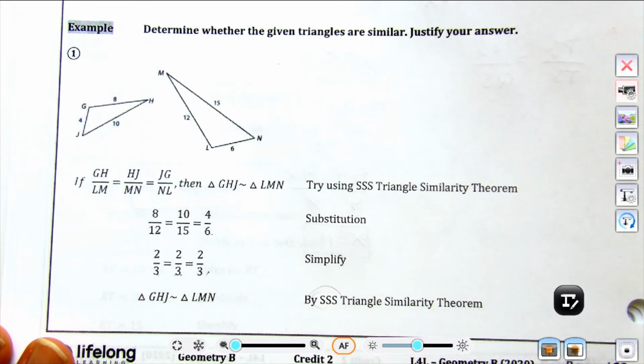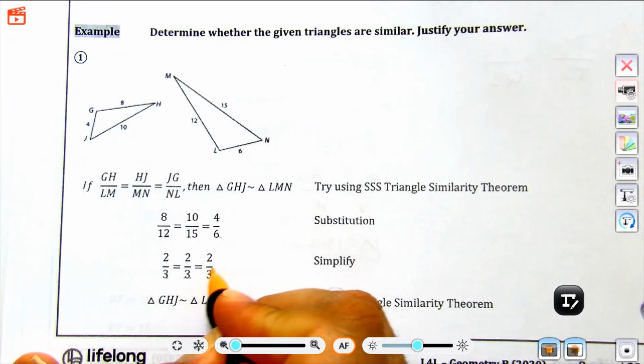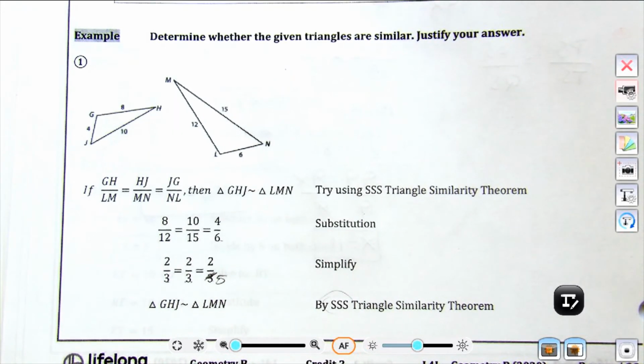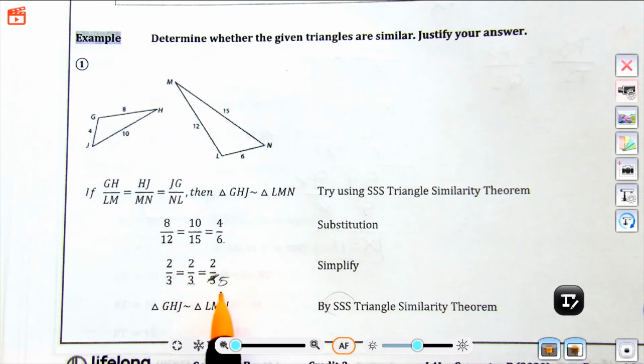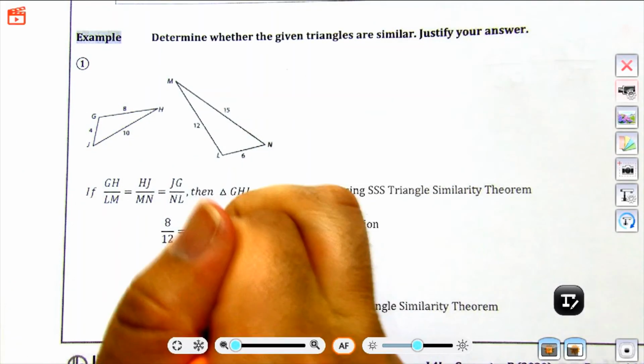So you're just checking to see if the sides are proportional. Now let's pretend one of these was, let's say, 2/5. So if you see that you have 2/3, 2/3, but the last one becomes 2/5, then you cannot use the side, side, side triangle similarity theorem. So they have to all be the same.